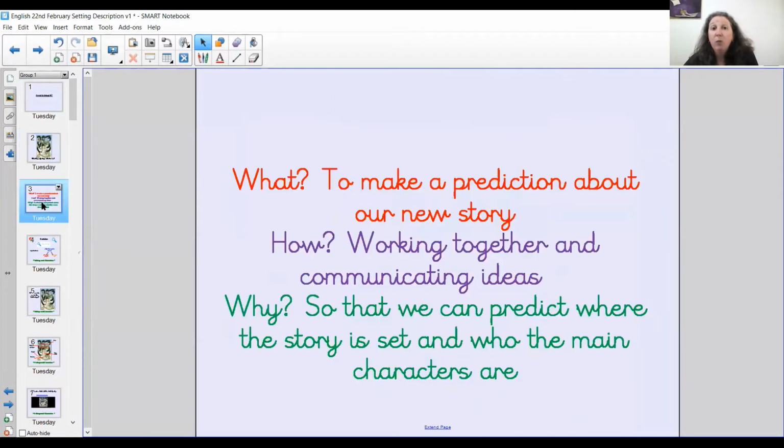Okay, so our what for today is to make a prediction about our new story, working together and communicating ideas. So we're going to be working together for this, sharing our ideas and writing our predictions together. And why? So that we can predict where the story is set and who the main characters are. Okay, so our focus is the setting and the characters for our prediction.